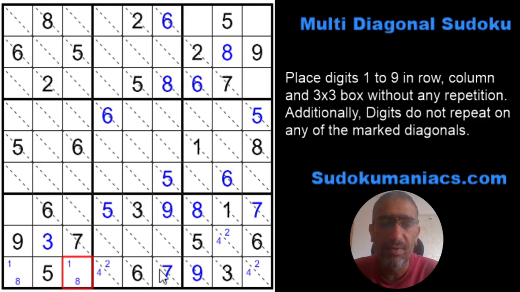The reason is in box 8 there is no other place where the 2 and 4 can go, right? We already have 5 digits available. And since it cannot repeat on that row, it will have to be placed here. And this would be 2, 4, 2, 4.